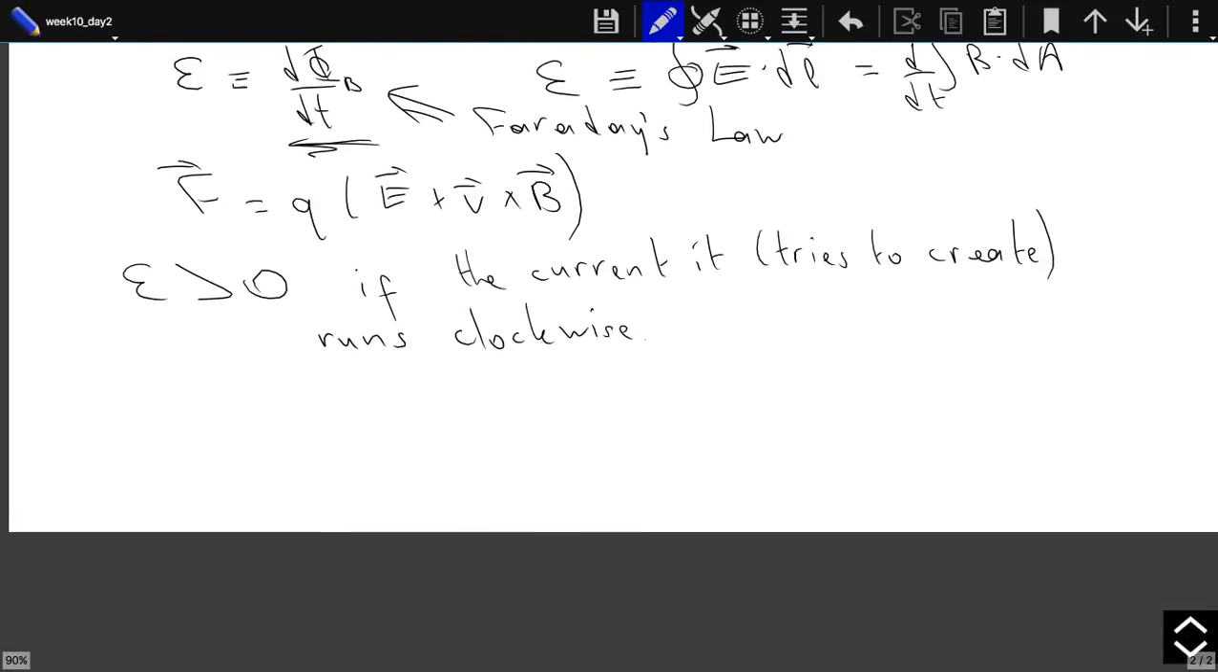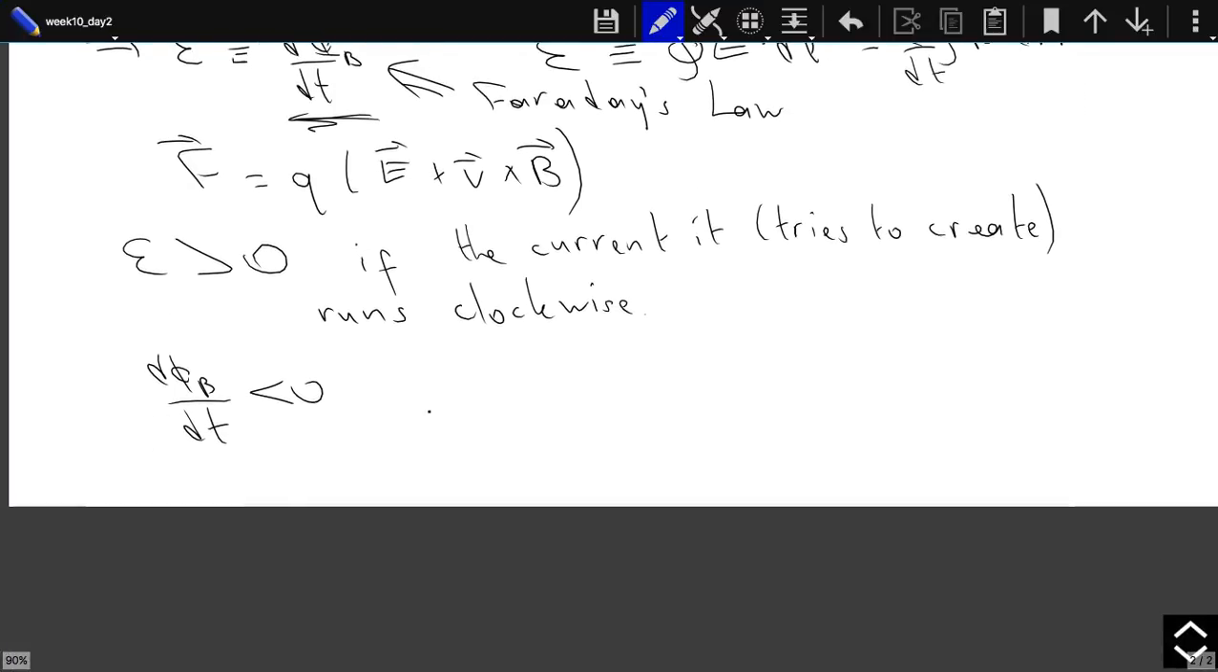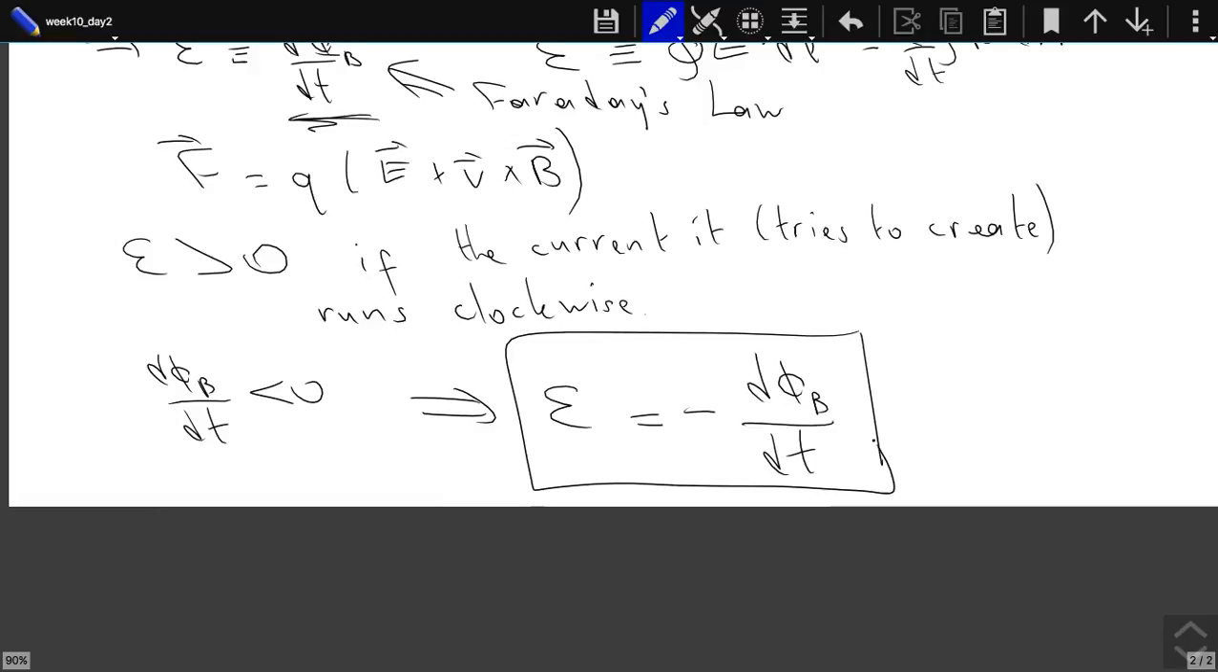Well, the flux is decreasing means dΦ_B/dt is less than 0. Do you agree that the flux is decreasing means its time derivative is less than 0? So let's see, this is our equality in terms of the magnitudes. Now we can talk about the signs also. You see, if epsilon is positive, dΦ_B/dt is negative. So putting in the signs, epsilon is equal to minus dΦ_B/dt. This is Faraday's law.